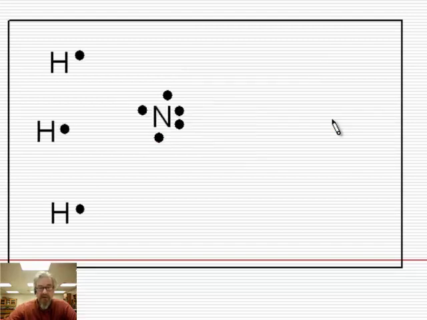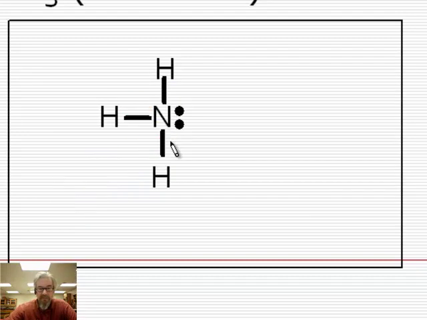Here's another example, ammonia. Each of these hydrogens needs to gain an electron by sharing. This nitrogen needs to gain 3 electrons, there, there, and there, by sharing. Here's how that could happen. Everything's stable. Full octet on nitrogen, full duet on hydrogen.